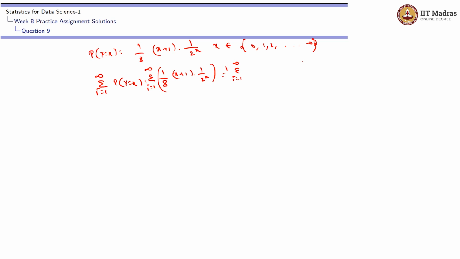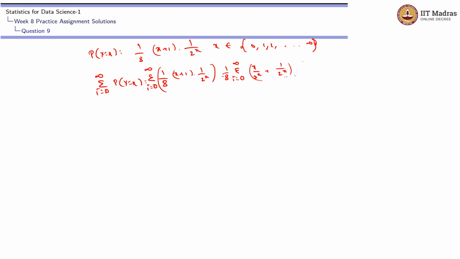That would be equal to sigma from x equals 0 to infinity. We can take 1 by 8 outside: x by 2 power x plus 1 by 2 power x.